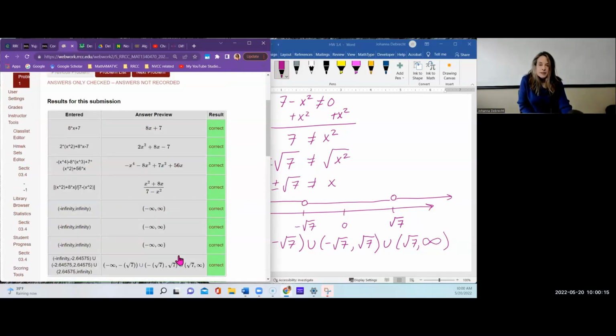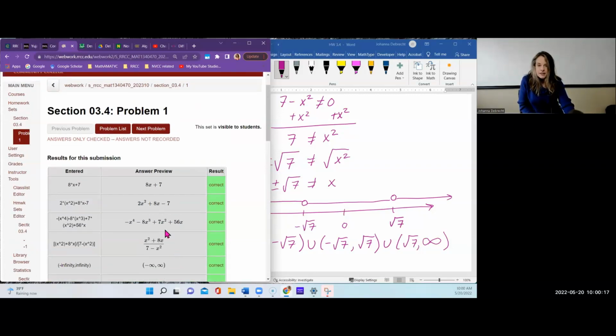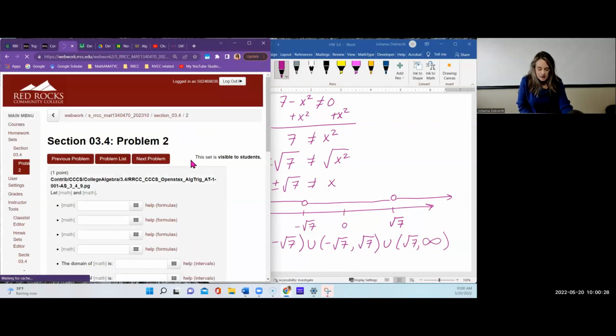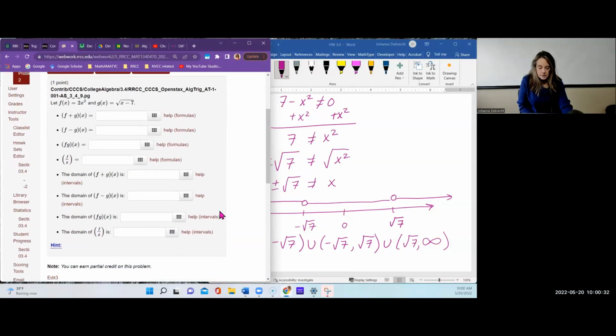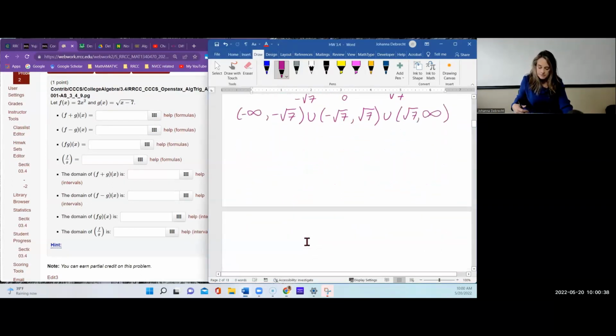Working with web work can be a challenge, but if you keep at it, I think you will find that you can learn eventually how to do it. It would be easier if I had a larger screen so I could see more of it at one time. The next problem is essentially the same as the previous problem, but because the functions are a little bit different with the square root, we're going to go ahead and take a look at this one as well.